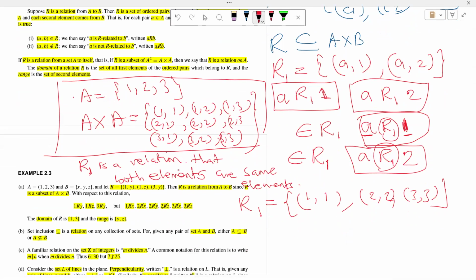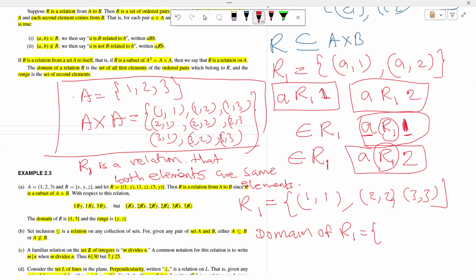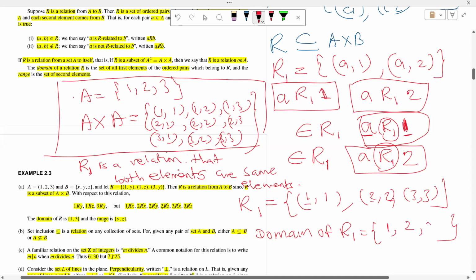Now if I ask you what is the domain of relation R1: domain means I need to write all the distinct first elements. All the distinct first elements we call the domain. So 1 is one element, 2 is another element, 3 is another element. This is called the domain of the relation R1, right?